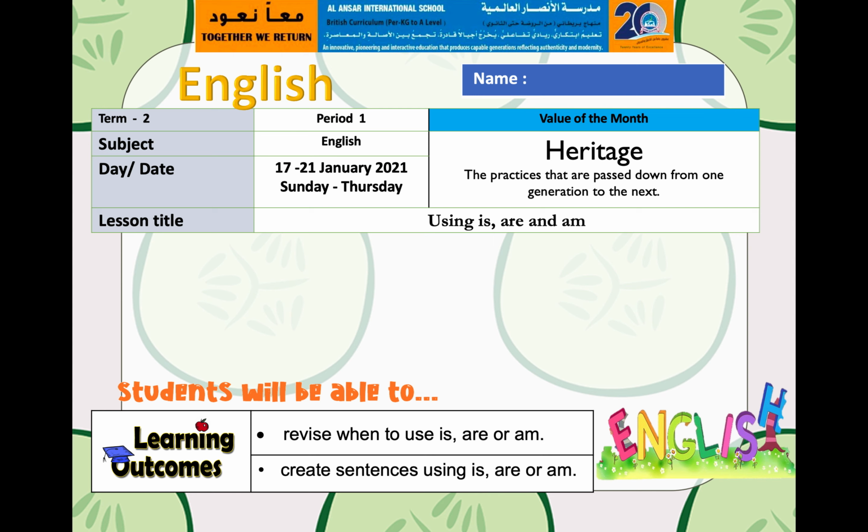In today's lesson, we are going to go over using is, are, and am in sentences. These are the helping verbs that we are going to revise. At the end of the lesson, we will revise when to use is, are, or am, and you are going to create sentences using is, are, or am.